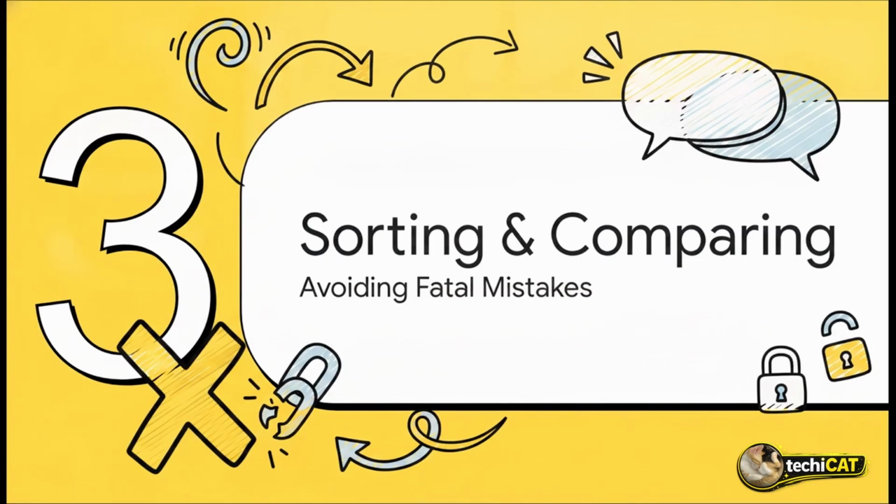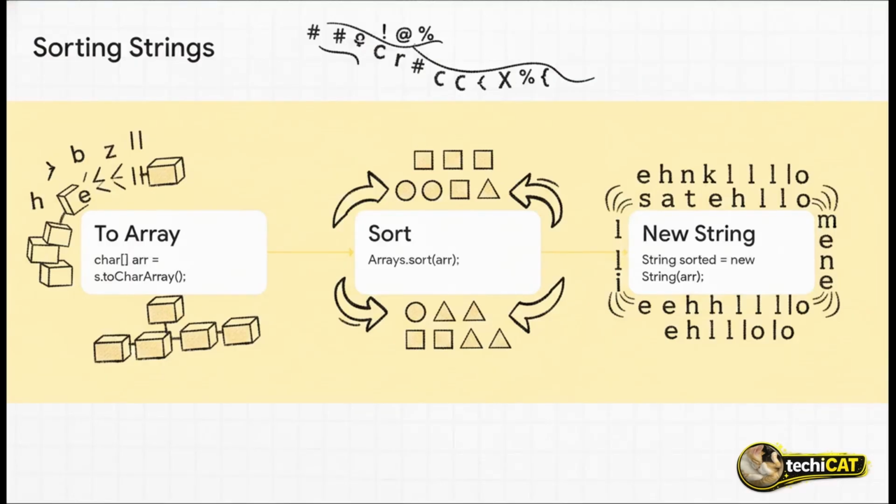Section 3, sorting and comparing, avoiding fatal mistakes. Because strings are immutable, you can't just sort a string directly in Java. You actually have to transform it. This is a clean 3-step process.